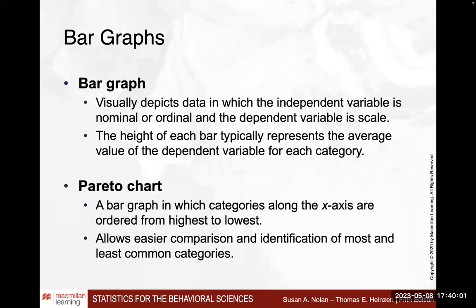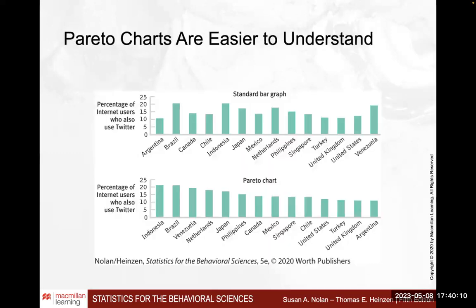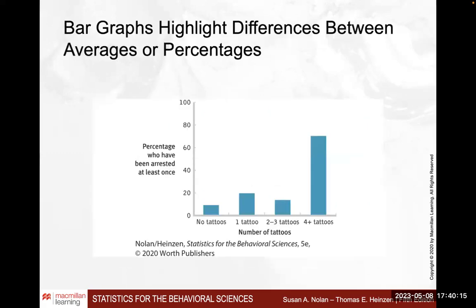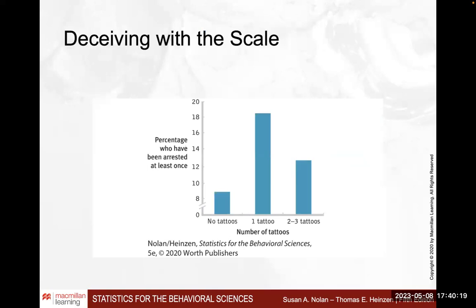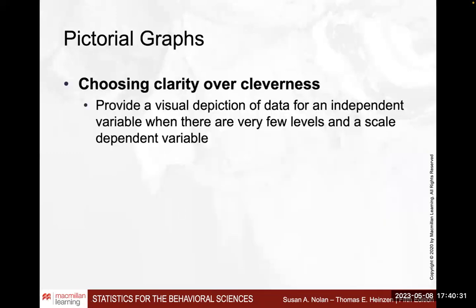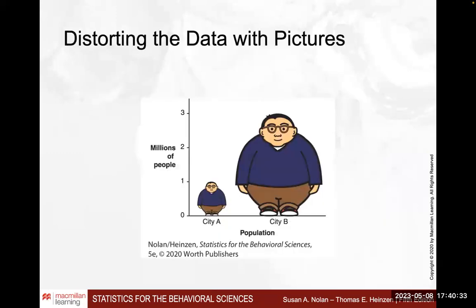Pareto chart is basically a bar graph with ordered magnitudes, but that's pretty much all there is to it. Example here is internet users that use Twitter. Bar graphs are nice to show percentages. You can be deceived with the scale. Always make sure that you understand the scale. So if you have here a discontinued scale, don't get tricked by it. Pictorial graph, yeah, that's just ridiculous.